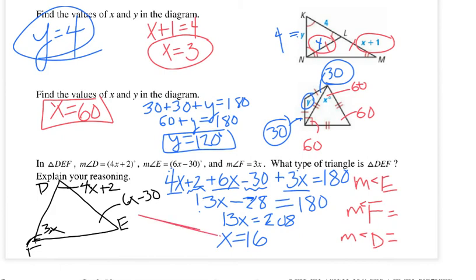So when we plug it back into E, we end up with 66 degrees. When we put it back into angle F, we get 48 degrees. And when we put it back into angle D, we also get 66 degrees. Since two of the measures of the angles are the same, that means that we have an isosceles triangle, so that the opposite sides are also congruent. So it's an isosceles triangle, plus all three angles are below or less than 90 degrees. This is an acute triangle, so an isosceles acute triangle.